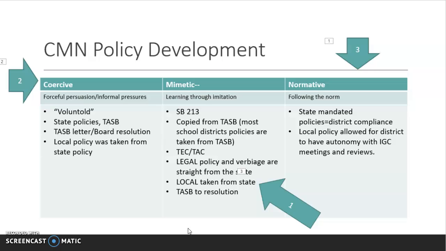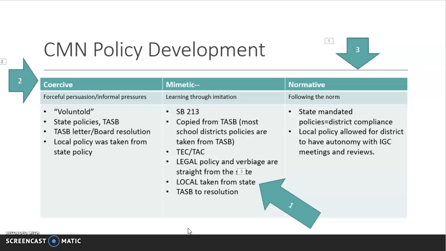And then the second one is coercive, if I were going in order, coercive, forceful persuasion. I call that the voluntold piece. State policies are through that in the form of the TASB letter to the board resolution, and then local policy was taken from state policy. None of this was a collaborative piece amongst anyone in the school district except perhaps the board resolution.